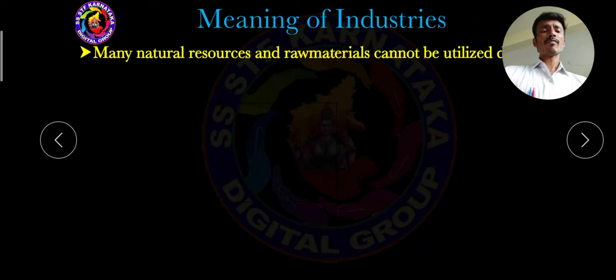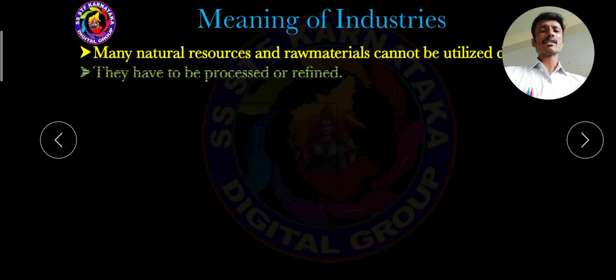Raw materials cannot be utilized directly because they have to be processed or refined. Refined is very, very important. It means perfectly purified, and we have to rectify that. In Kannada, we say shuddhikarisabeku.